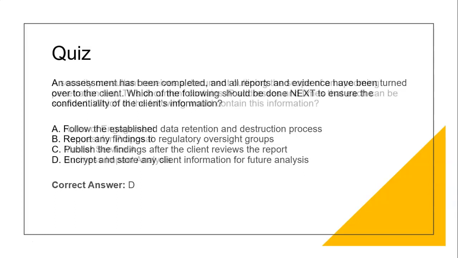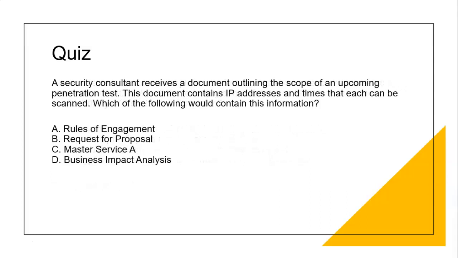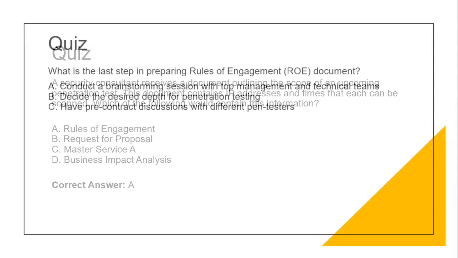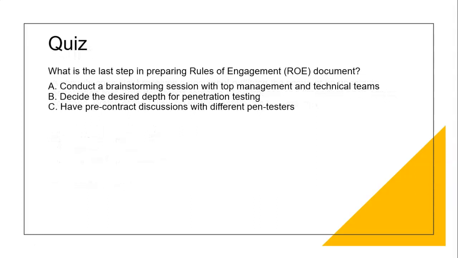A security consultant receives a document outlining the scope of an upcoming penetration test. The document contains IP addresses and the times that each can be scanned. Which of the following would contain this information? Well, we've already discussed that. That's going to be the rules of engagement. The answer is A.